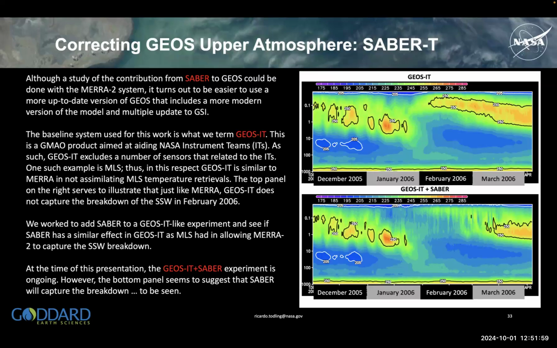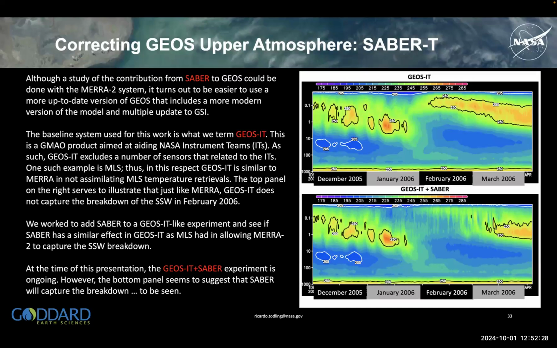And so GEOS IT is similar to our near real-time system. It is a real near real-time system. It's done at a lower resolution, 50 kilometers actually, which is the resolution of MERRA-2 and MERRA. So it can be exercised and it runs really fast, obviously.